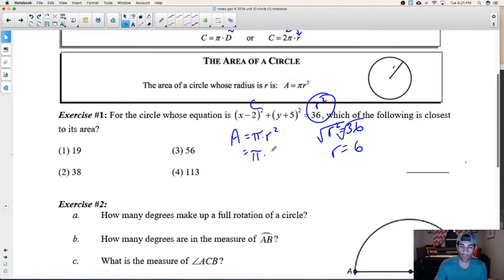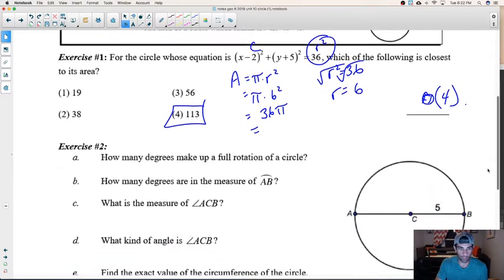So I'd be doing pi times 6 squared. That's 36 pi. You would go ahead and throw that into your calculator and see what number is closest, and that would be 113. So that's answer 4. Okay.